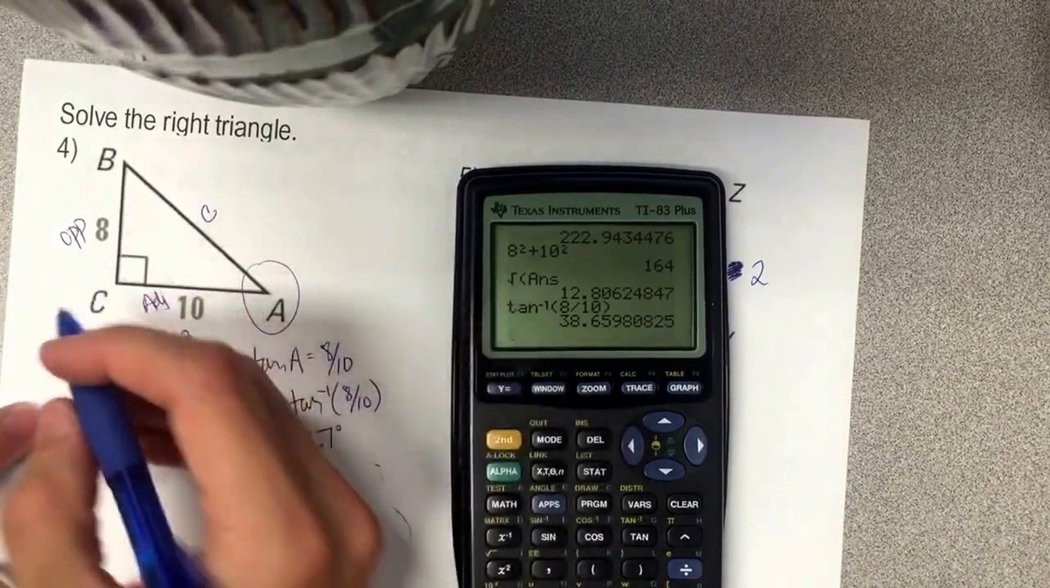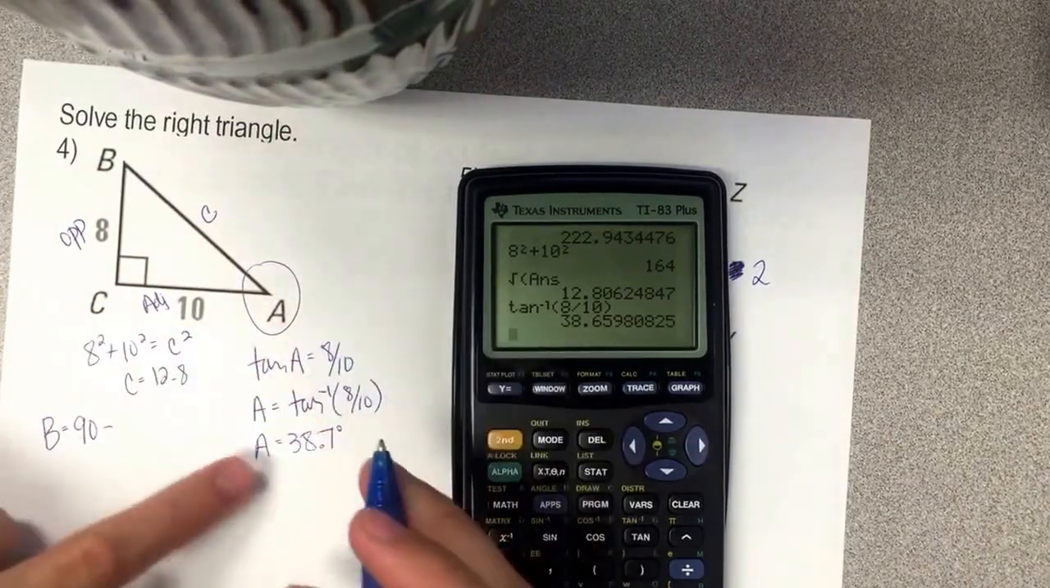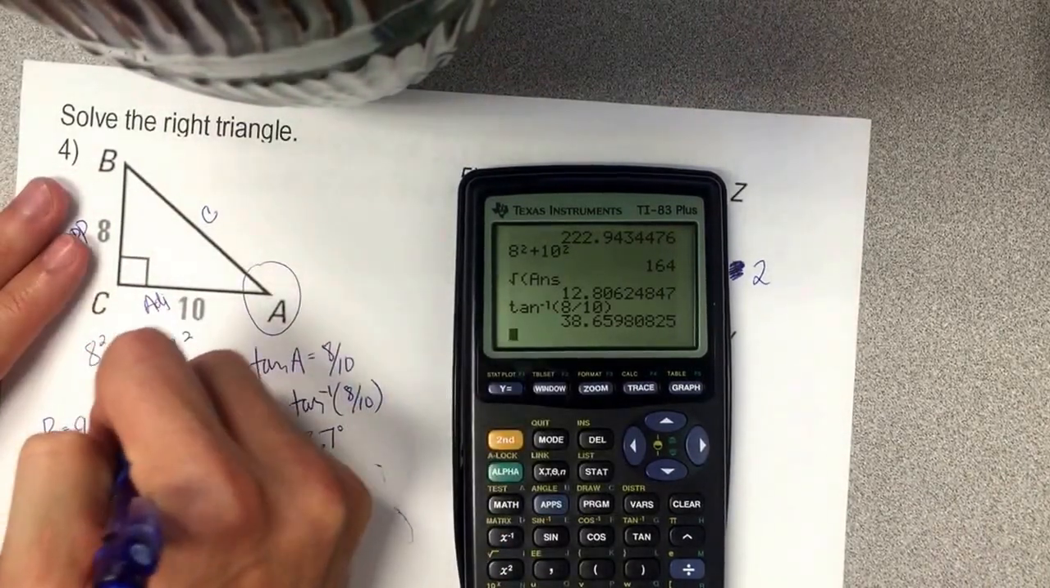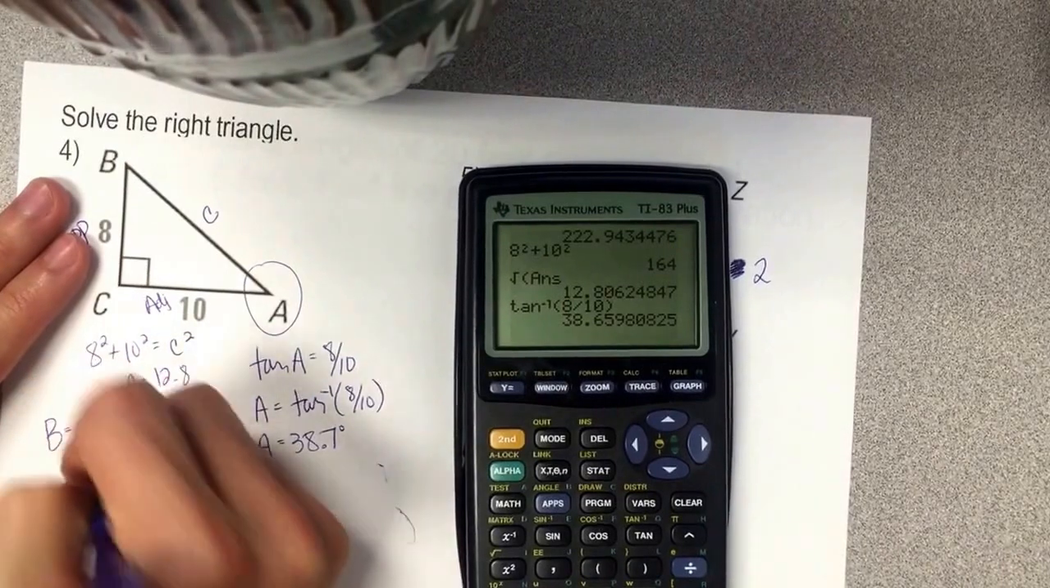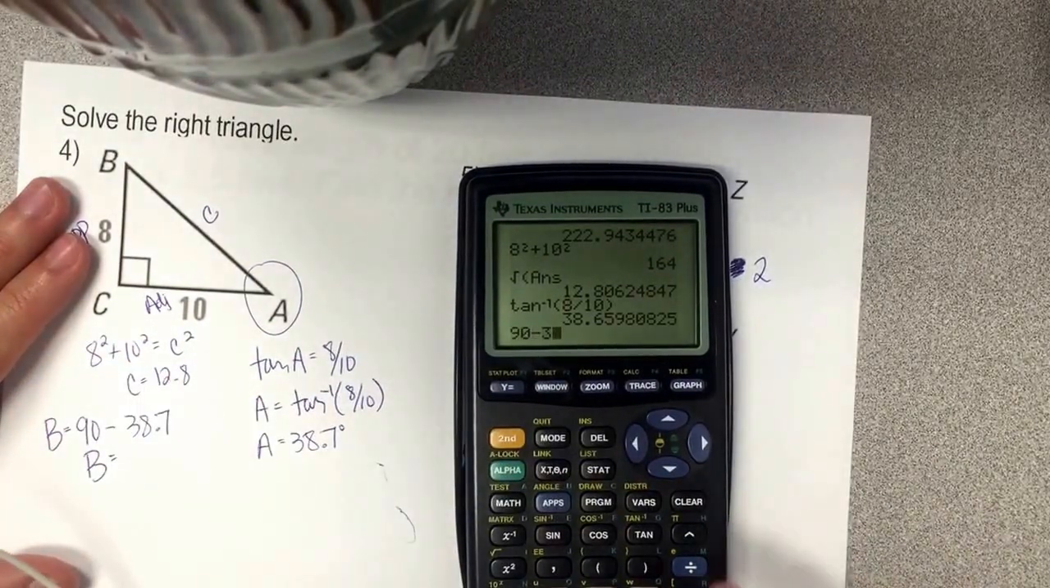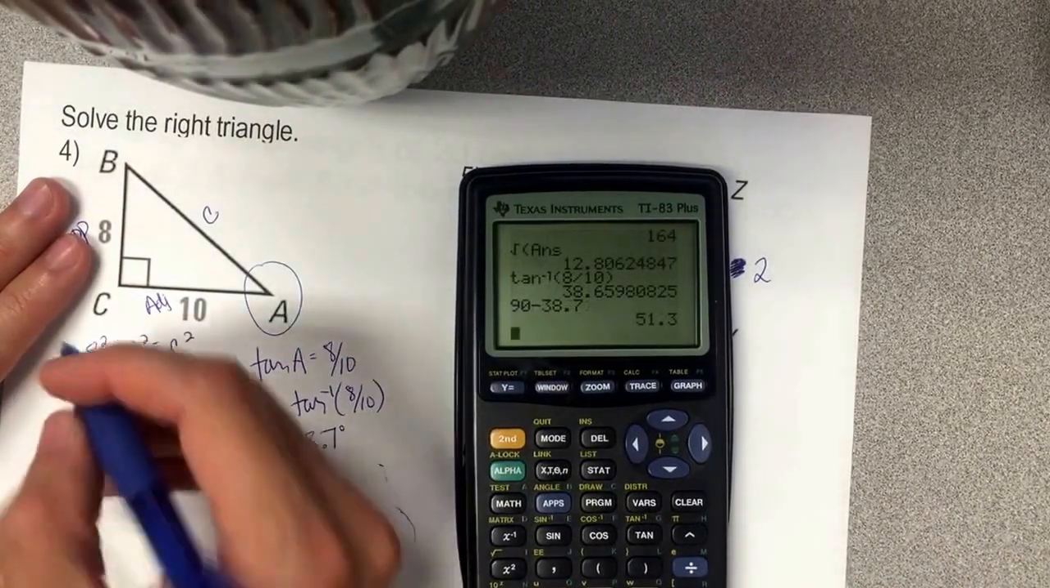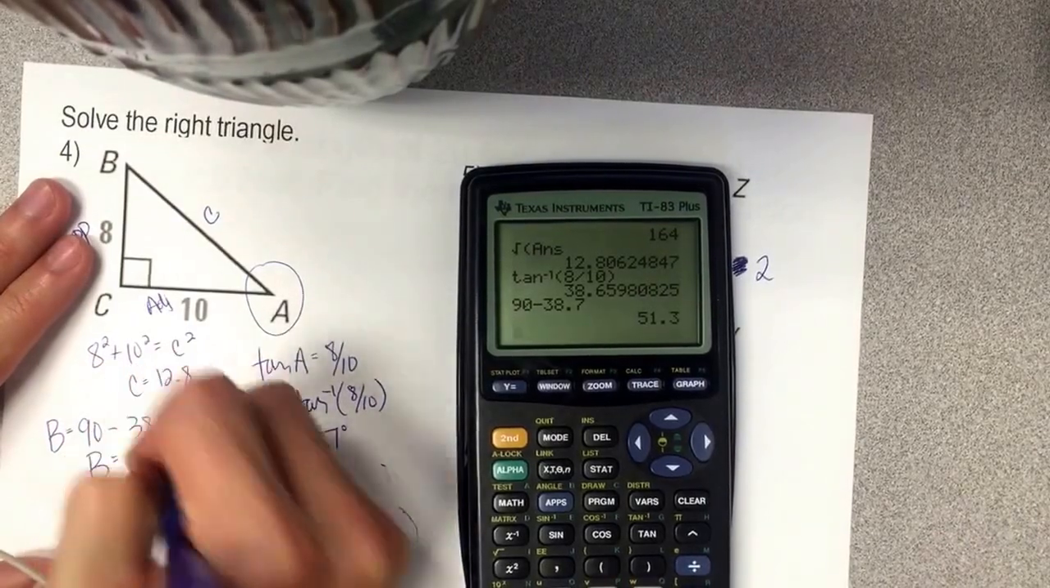So angle B is as easy as just taking 90 degrees and subtracting off letter A that we just found, which is exactly what I'm going to do. And so we end up with 51.3 degrees.